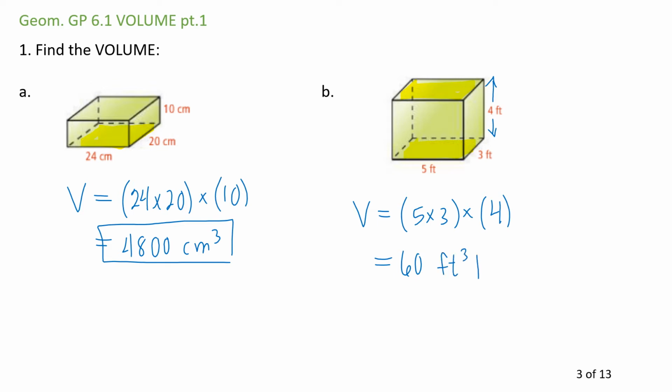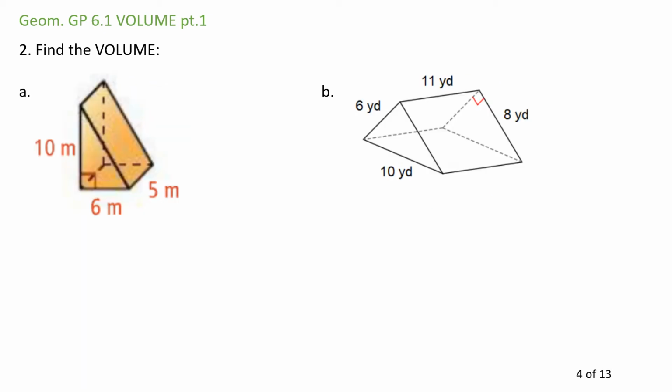And it's always going to be cubic units. The reason for that is you're multiplying 5 times 3 times 4. You're also multiplying feet times feet times feet. So you have feet cubed.